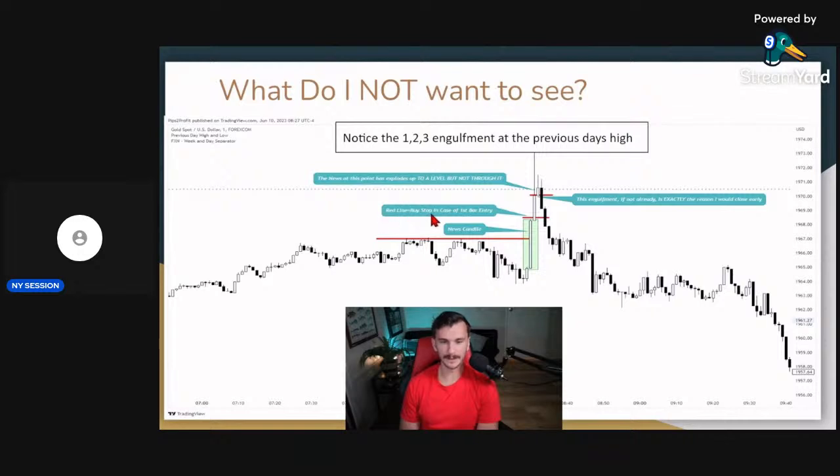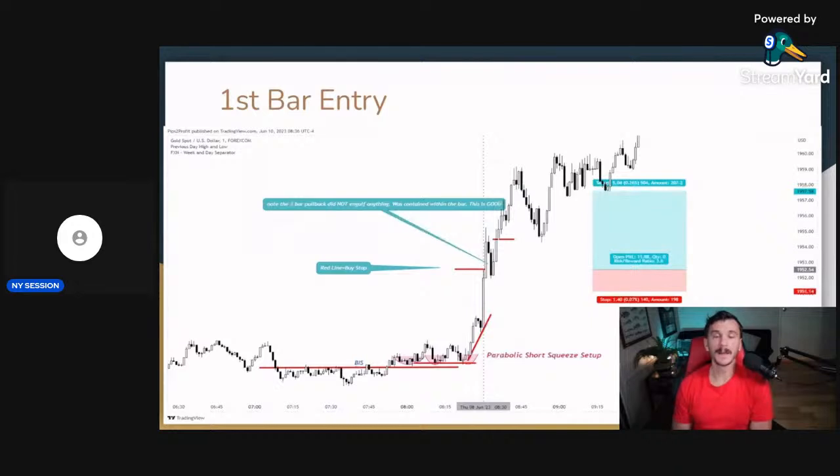Red line stop in case of first bar entry. So this is my buy stop at the close of this candle. I'm looking for the market to explode, and the engulfment, as I just said. That last example was an example of a first bar entry, but that was an example of a first bar entry that you don't want to see.